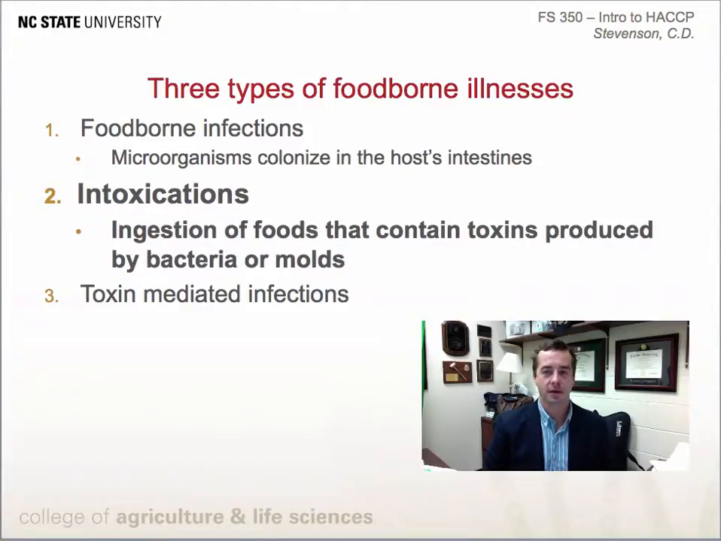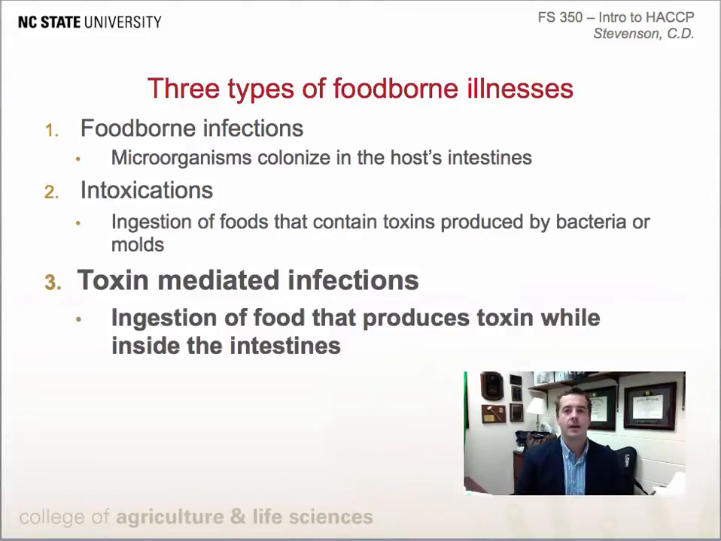The other 2 types of foodborne illnesses involve toxins produced by bacteria. Certain bacteria produce toxins that are harmful when ingested. Intoxications occur when foods containing toxins produced by bacteria or mold are eaten. The microorganism itself does not need to be present to cause illness, just the toxin. Examples of bacteria that cause food intoxications include Staphylococcus aureus and Clostridium botulinum.